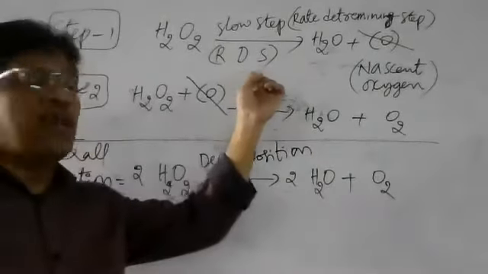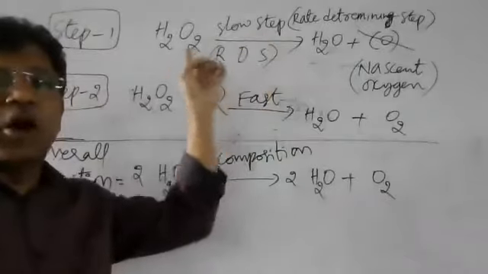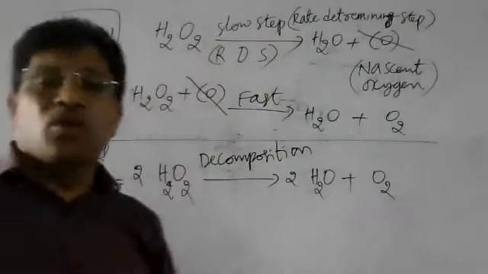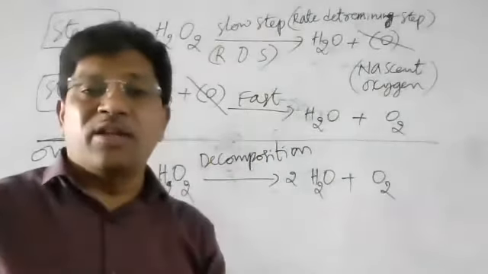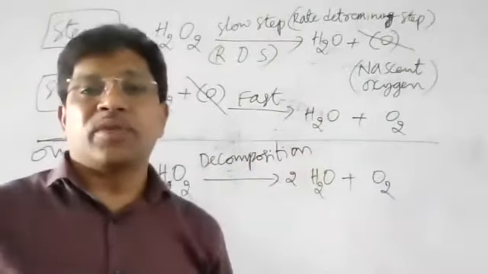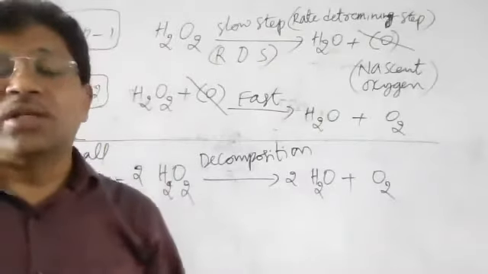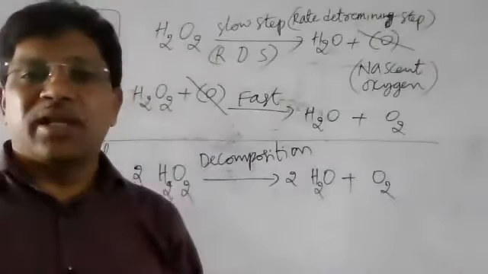Now in the rate determining step, the slow step, how many H2O2 are there? Only one. Generally, the order of the reaction is obtained from the slow step. From the slow step only we get the order of the reaction. Is that clear, ma'am?